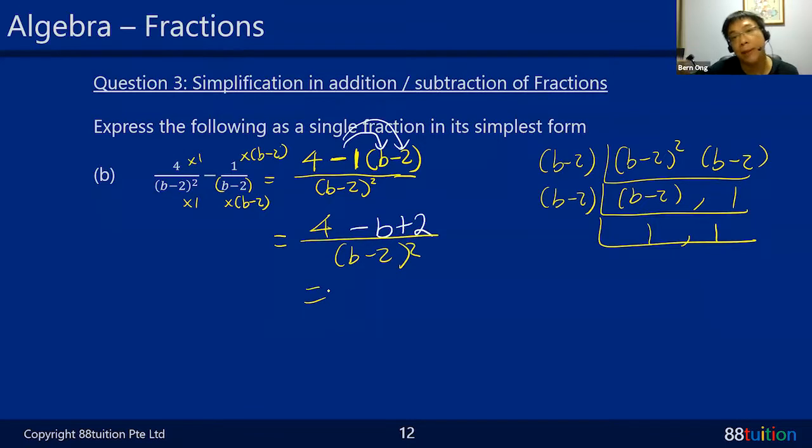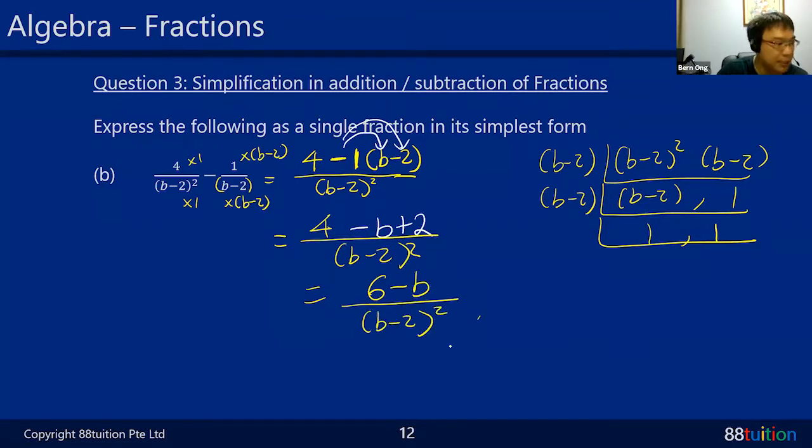Must I expand the b minus 2? Don't expand. Thank you, Celeste. No expand. So the answer will be 4 minus b plus 2. 4 plus 2 is a 6 minus b. b minus 2 is below. Leave it. This is your perfect answer. All right, that is for b.